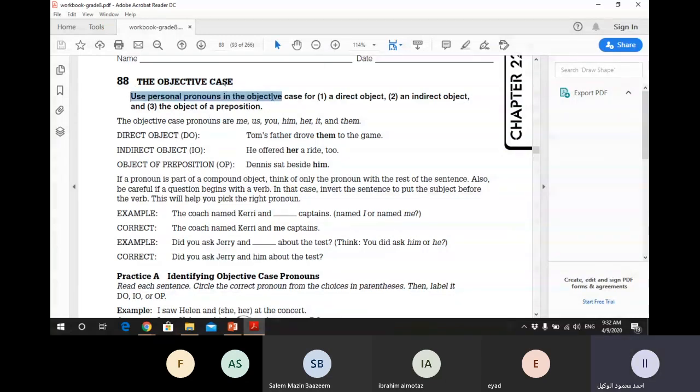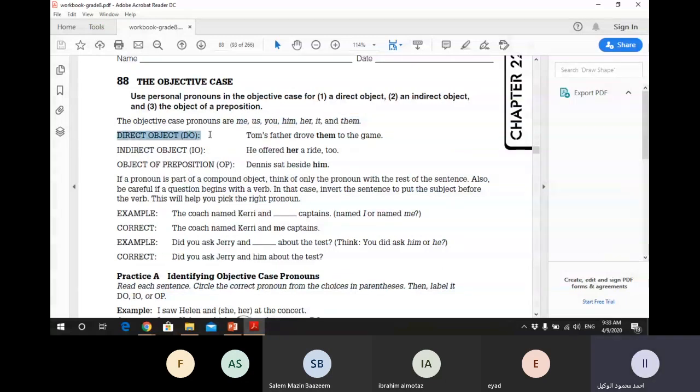So use personal pronouns in the objective case for three things. Number one, the direct object. Number two, the indirect object. And number three, the object of a preposition. And of course, the objective cases are: instead of I as a subject, we have me; instead of we, us; he, him; you; she, her; it; and they, them. So the objective pronouns are me, us, you, him, her, it, and them.